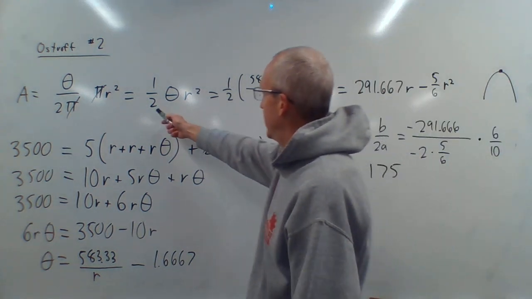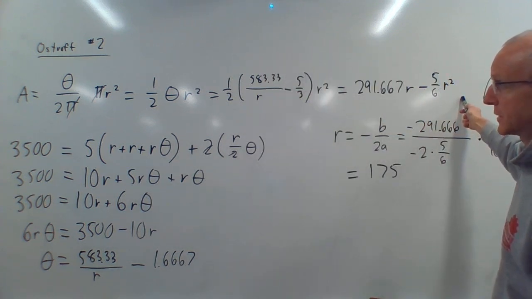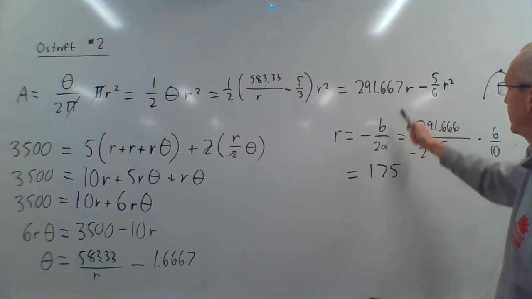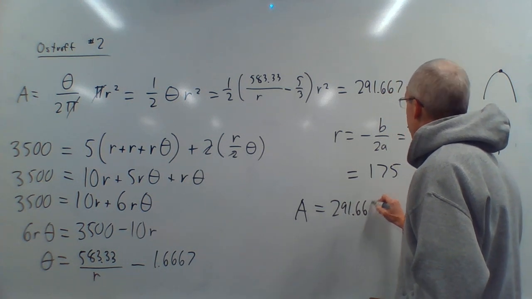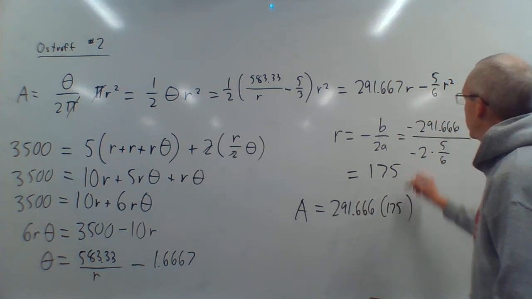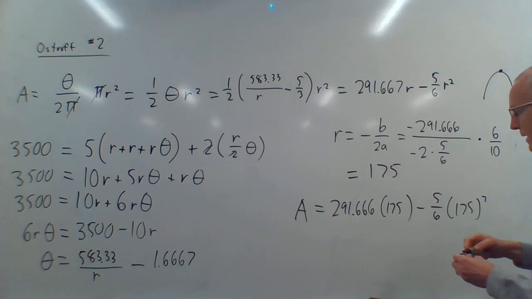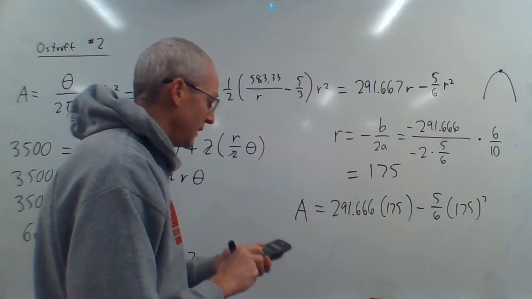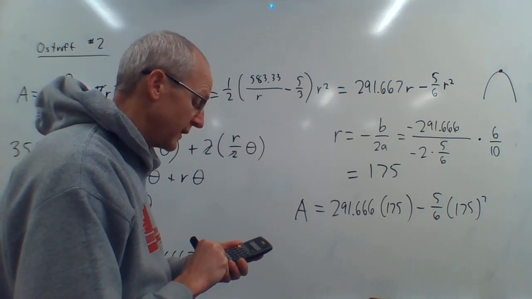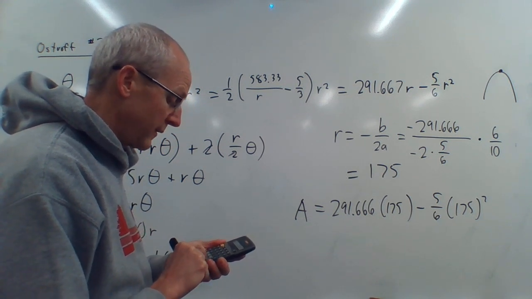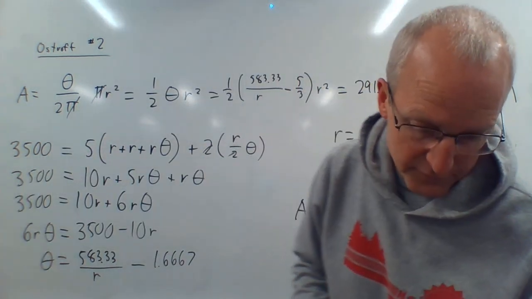Now they want the area, unfortunately. So we got to plug back into this formula, right? That's what the area is equal to. So we take our 175, plug it back into here. So the area is equal to 291.666 times 175, that's this part, minus 5/6 of 175 squared. And let's see if that's a pretty number. I gotta do the whole 291.6666 thing again. So 175 squared times 5 divided by 6, I get 25520.